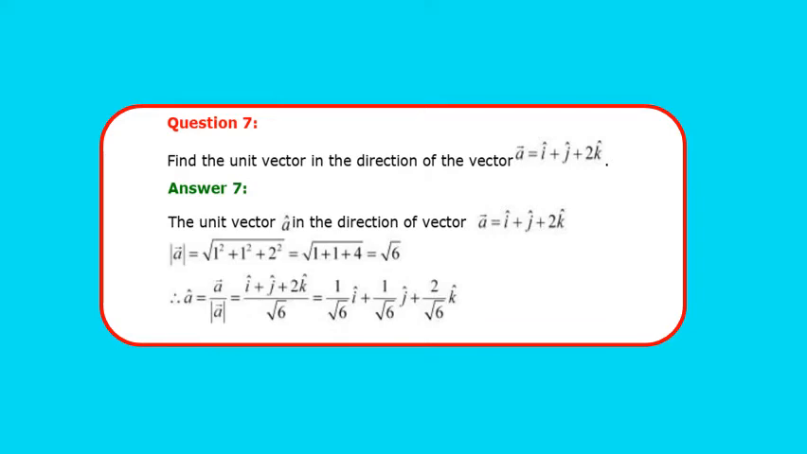So the unit vector a cap will be equal to vector a upon magnitude of vector a, that is (i plus j plus 2k) divided by root 6. So we get 1 upon root 6 i plus 1 upon root 6 j plus 2 upon root 6 k. So this is the required unit vector. Clear? So pause and note down the solution.